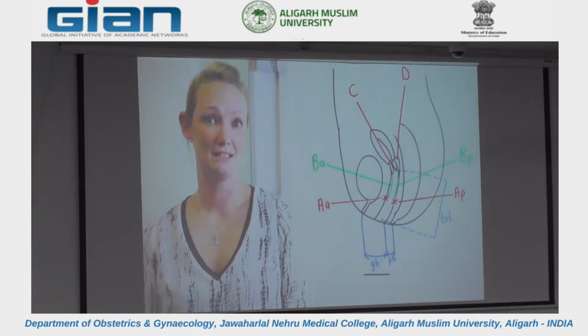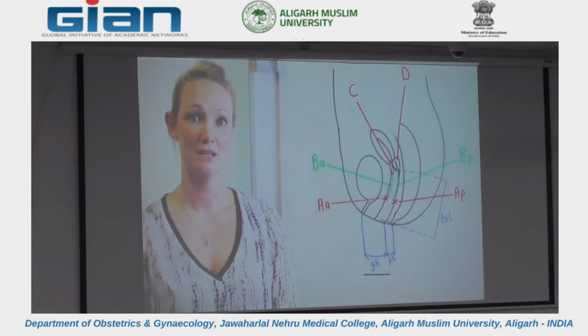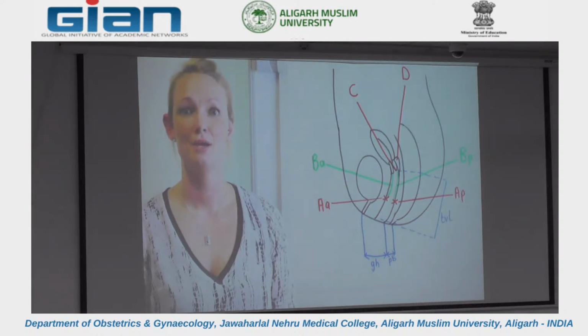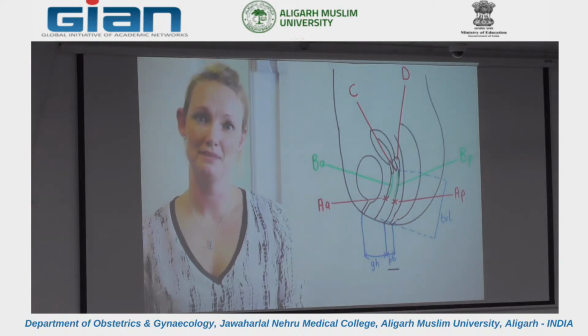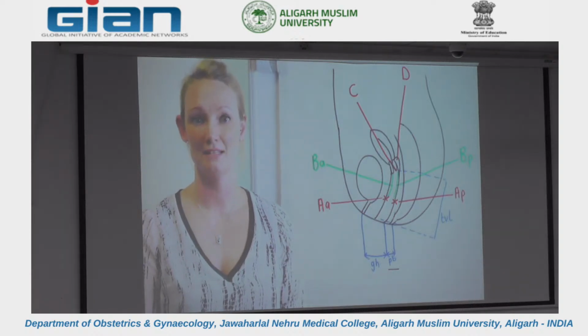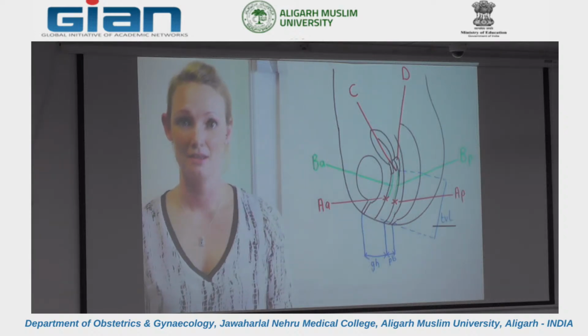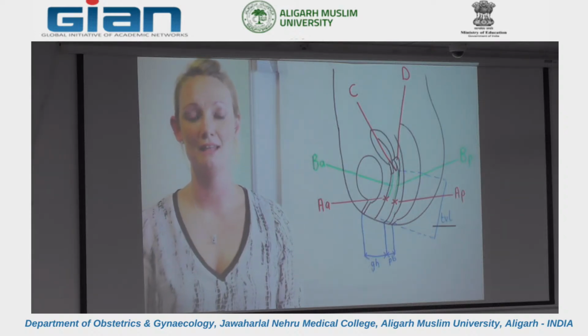GH stands for genital hiatus and is measured from the middle of the external urethral meatus to the midline of the posterior hymen. PB is the perineal body and is measured from the posterior portion of the genital hiatus to the middle of the anus. And TVL is the total vaginal length, measured when point C or D are in their normal place.